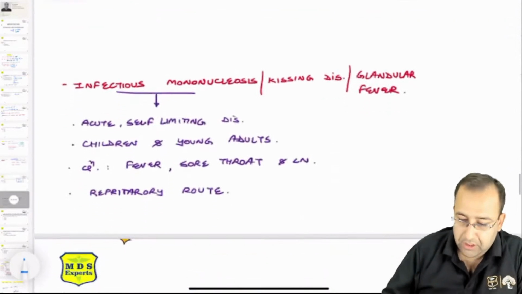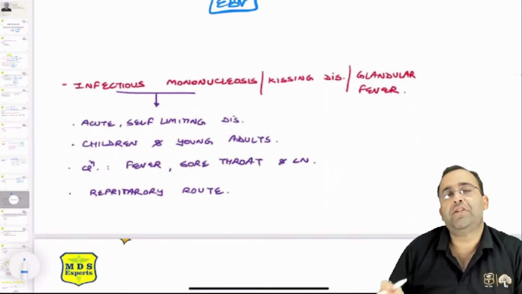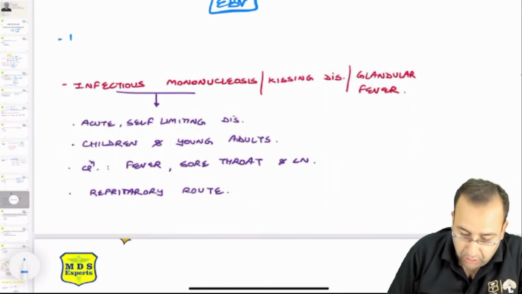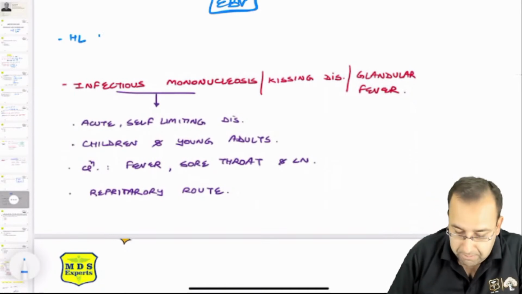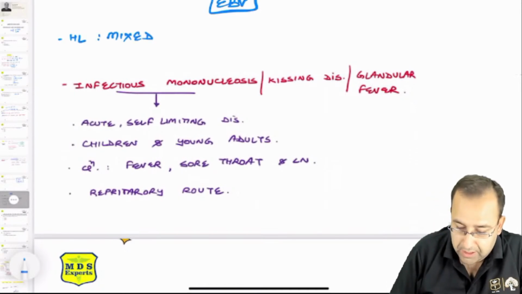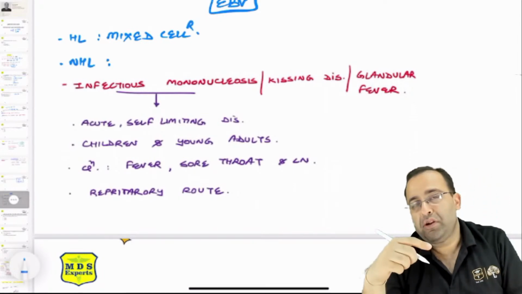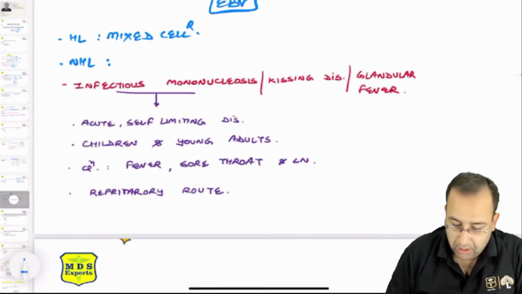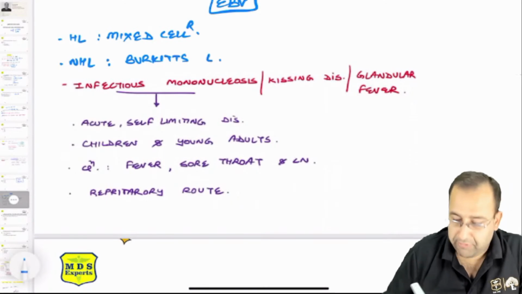So let me actually rephrase this. Epstein-Barr virus, other than infectious mononucleosis, is associated with Hodgkin's lymphoma. Which is the most common Hodgkin's lymphoma with EBV? Mixed cellularity type of Hodgkin's. Next, it is associated with non-Hodgkin's lymphoma. Which is the most common non-Hodgkin's lymphoma with EBV? Burkitt's lymphoma.